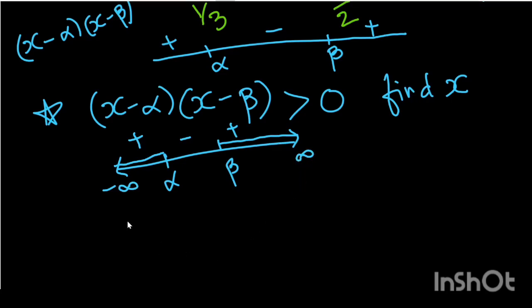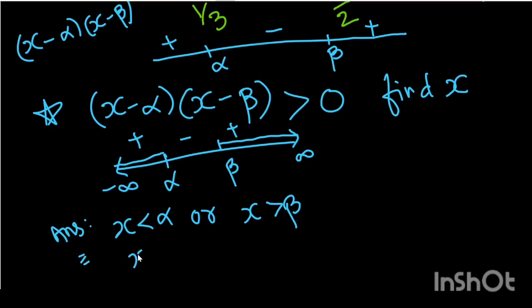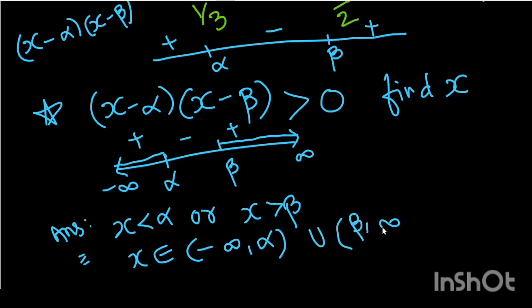So guys, this is x lesser than alpha or x greater than beta. That is the answer, which is a formula. Otherwise you can also write it as x belongs to minus infinity to alpha union beta to infinity. So both ways we can write. This is the standard result for (x minus alpha)(x minus beta) greater than 0.